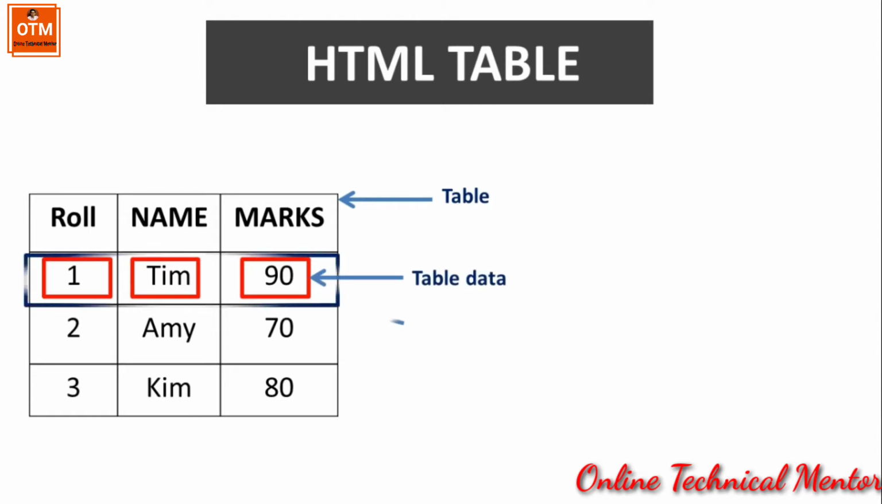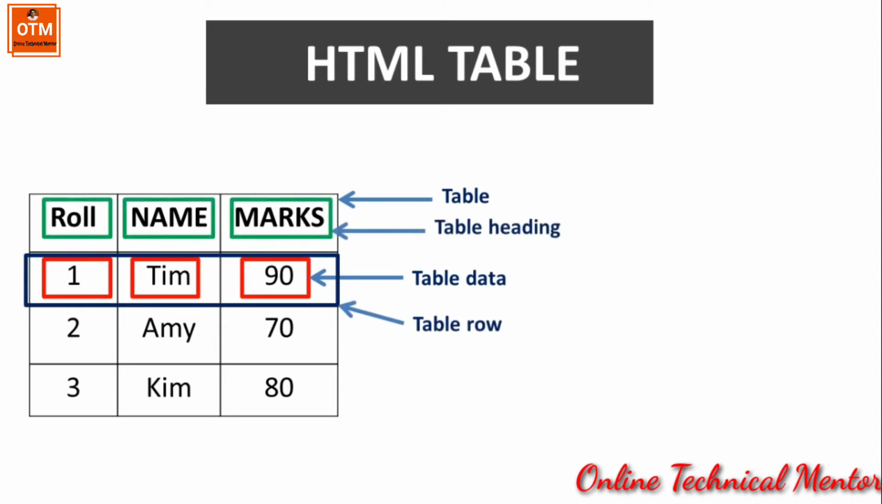Now this individual data, 1, Tim, 90, are called the table data. This table data within a single row is called a table row. The first row contains the table heading and it is written in bold fonts. Table heading represents the field name of a column. A table may have a caption. Here, student table is the table caption. The HTML table allows web authors to arrange data like text, images, links, other tables, etc. into rows and columns of cells.